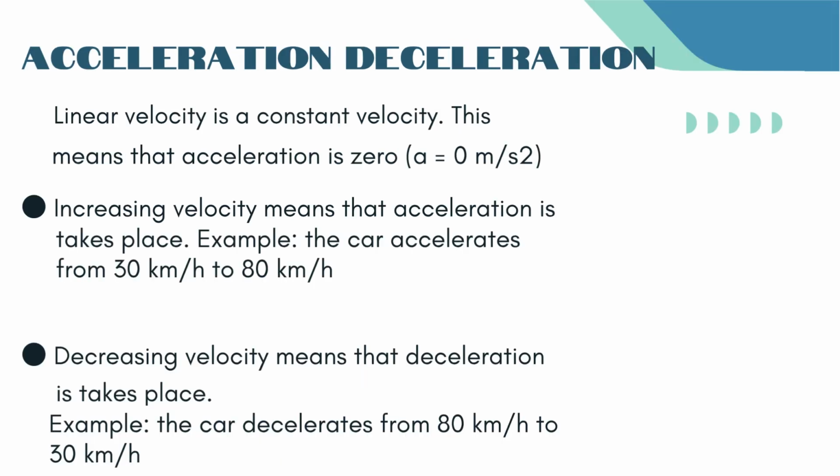Here's an example. A car accelerates from 30 km per hour to 80 km per hour. That's increasing velocity. If it slows down back to 30 km per hour, that's decreasing velocity. In engineering, this helps us design systems that handle speed changes safely.